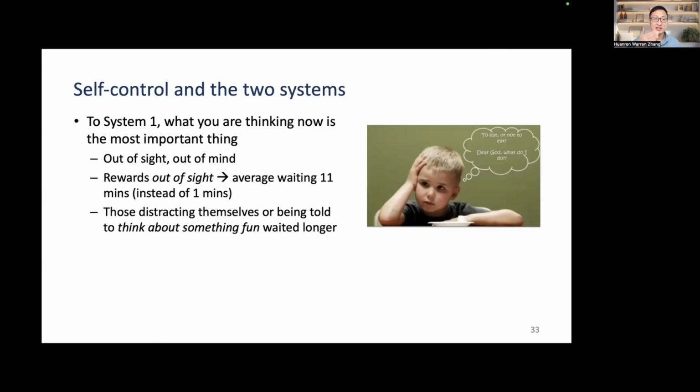So you will not be able to see it. It will not always be on your mind tempting you. And also we observe that some kids employ some tactics to distract themselves. And then this distraction actually helps them to wait for a longer period of time. Right? So those distracting themselves or being told to think about something fun waited longer. So this would have great implications, right?